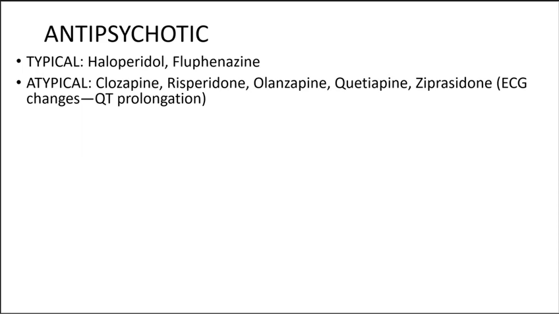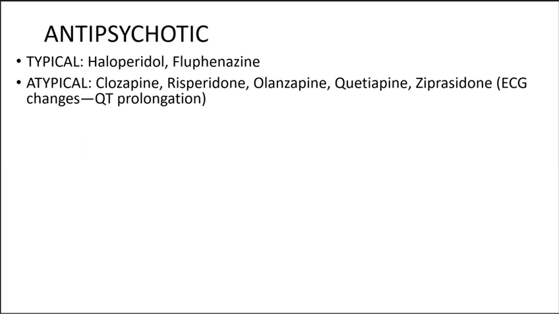You could also have your atypical antipsychotics like your Clozapine, your Risperidone, Olanzapine, Quetiapine, and Ziprasidone. Again, Ziprasidone is known for causing ECG changes like your QT prolongation. So again, those are your antipsychotics. Our typical antipsychotics are our haloperidol and fluphenazine. And your atypical antipsychotics are your Clozapine, Risperidone, Olanzapine, Quetiapine, and Ziprasidone.